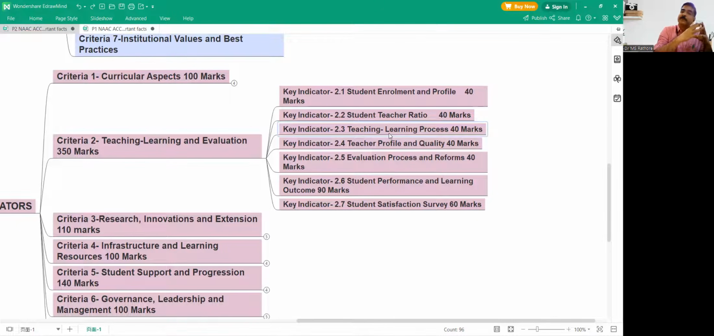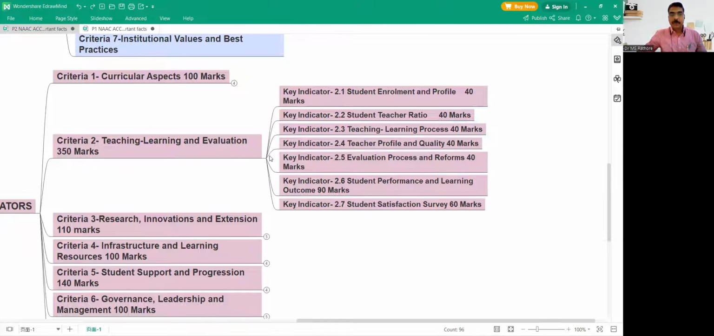Once this curriculum has been taught, now we have to understand how the students are performing. There are certain questions, and this comprises 90 marks. This is a very important and the highest marks carrying key indicator, so a lot of emphasis should be put on it. And the last one is key indicator 2.7, that is the student satisfaction survey. You might remember that in the previous video, I told you this is a very new thing that NAAC has introduced in the revised accreditation framework, the student satisfaction survey.